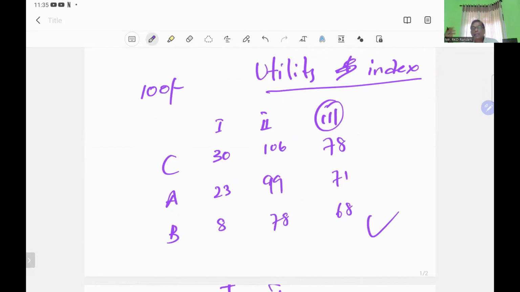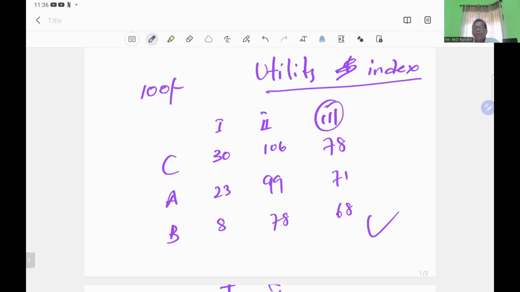Excuse me, sir. Yes. Can we give C according to rankings? Can we give first rank for C, second rank for A, third rank for B, like that, instead of 30, 23, 8? Yes. First, second, third.